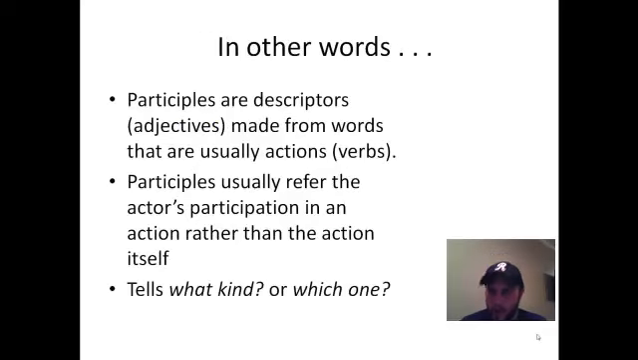The first thing you need to know to understand participles is that they are descriptors, right? Adjectives that have been made of actions or verbs. So we take these verbs, these actions, and we turn them into adjectives. That's one of the key ideas to understand about participles. Another thing to understand is that they typically refer to the actor or the subject's participation in an action rather than the action itself.